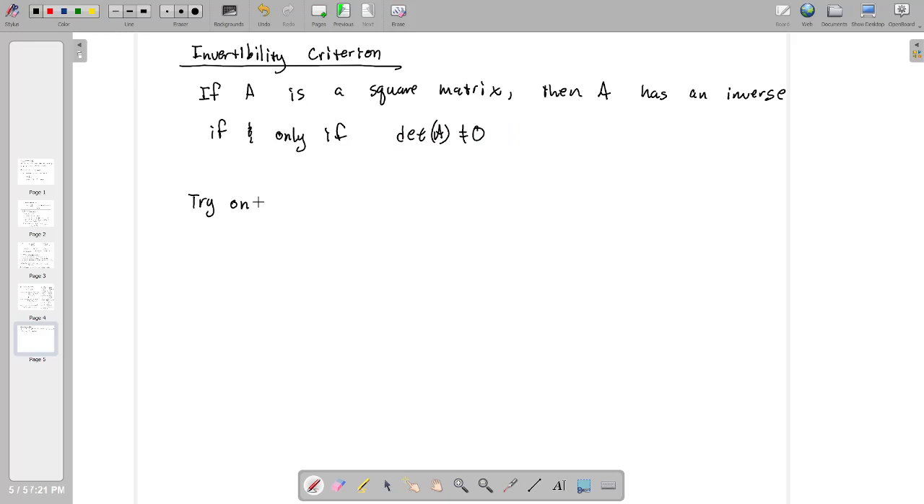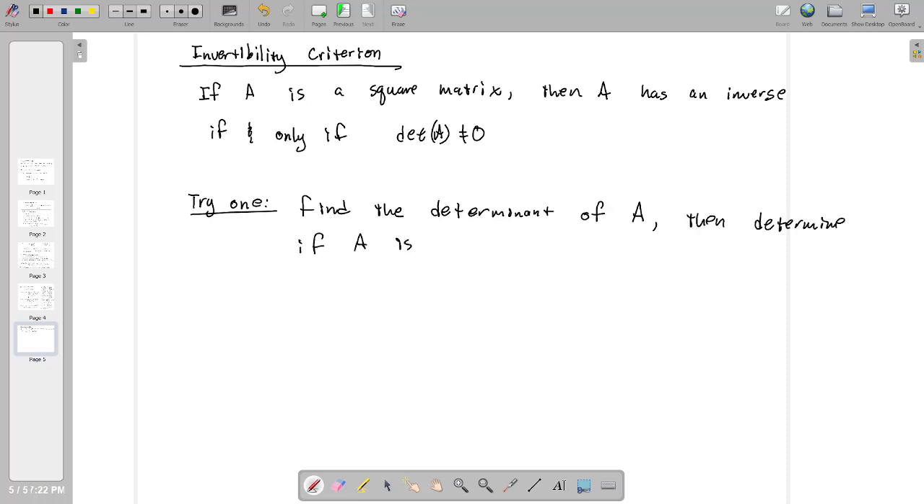Try one on the accompanying worksheet. Find the determinant of A, then determine if A is invertible, where A is equal to 2, 1, 0, 0, negative 2, 4, 0, 1, negative 3.